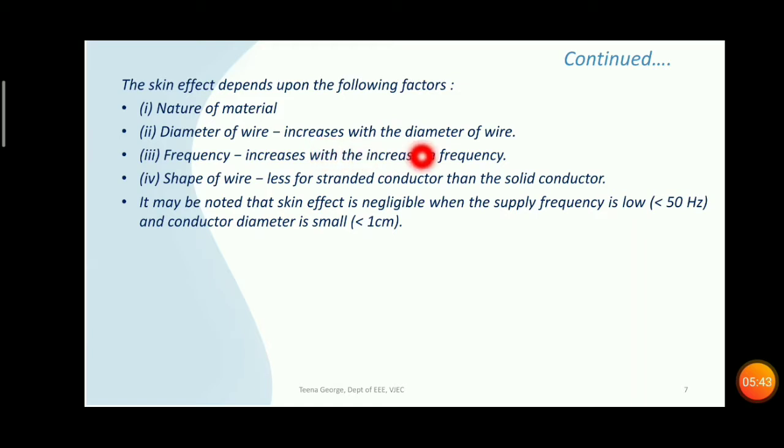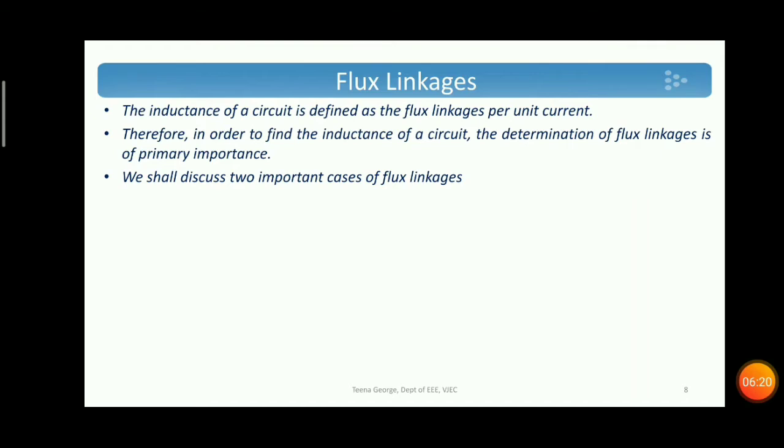With increase in diameter of the wire, skin effect increases as it concentrates more on the surface. Then it increases with frequency also. So when frequency increases, skin effect increases. As we all know, for DC, skin effect is 0 as frequency is 0. For low values of frequency and small diameter, skin effect is negligible. And also, for reducing the skin effect, we usually use stranded conductors rather than solid conductors. So by using stranded conductors also, we can reduce the skin effect.